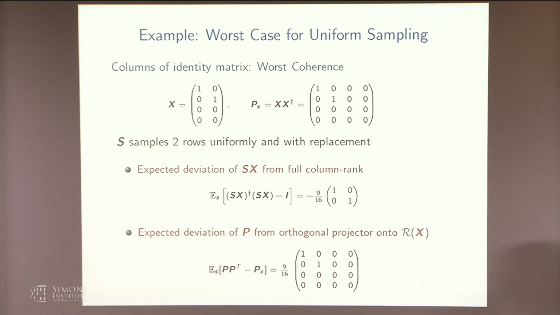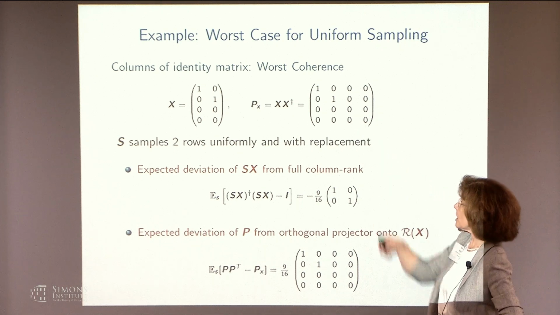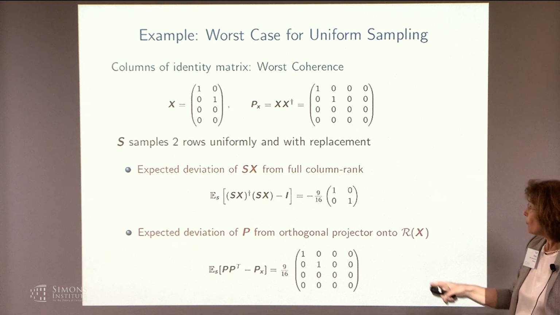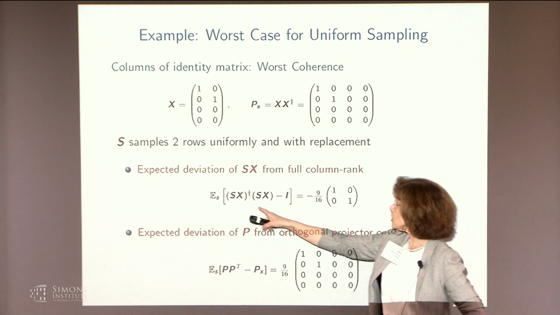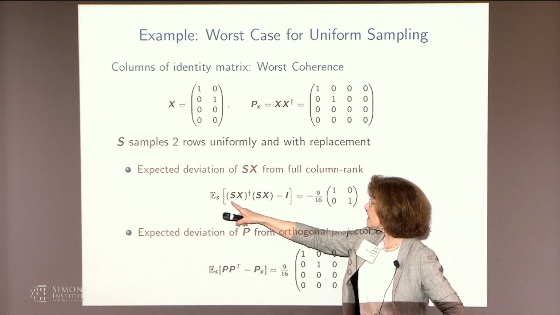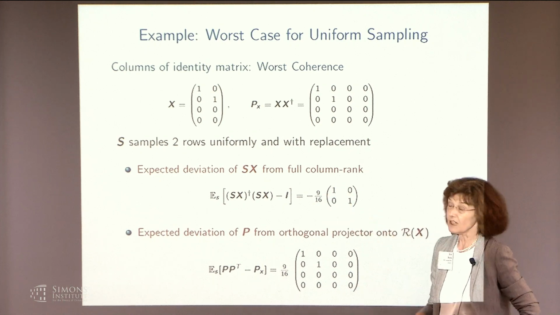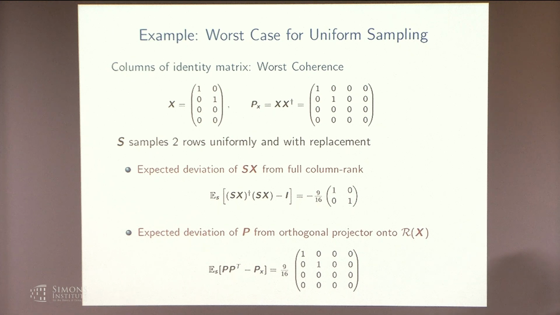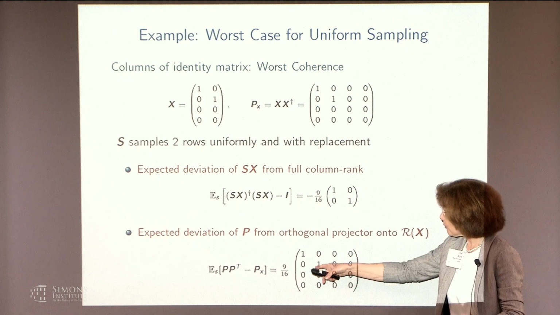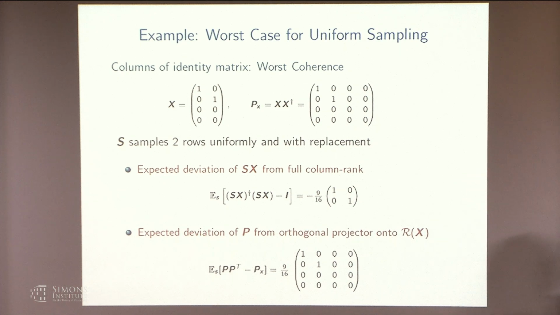The mass is, so it's a matrix that has two linearly independent columns, and the mass is concentrated upstairs. So this is the orthogonal projector that goes with it. And now if we average over all sampling matrices and look at the expected deviation of the sampled matrix from full column rank, we see it's minus 9/16. So it's more than twice as much as in the best case. And similarly for the orthogonal projector. So one can compute these things.